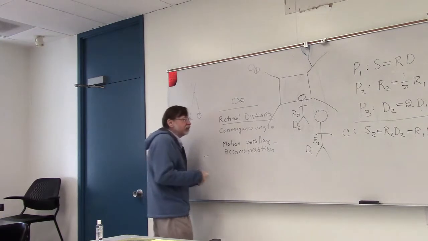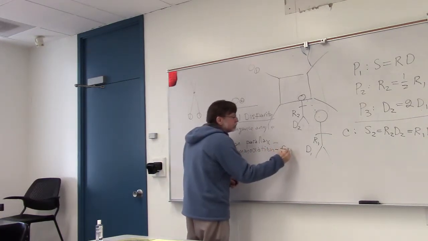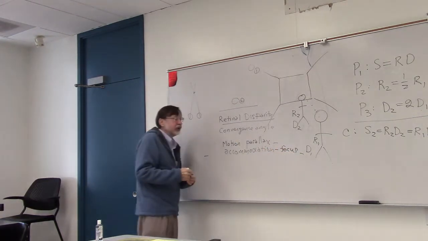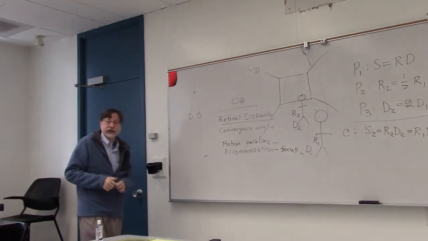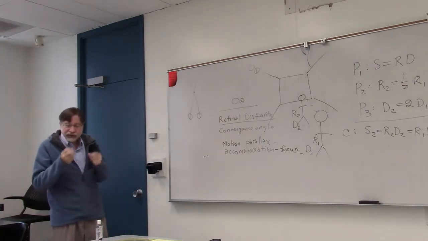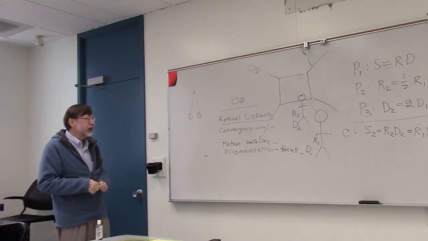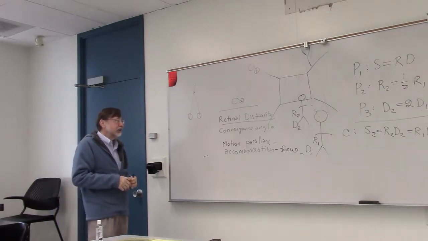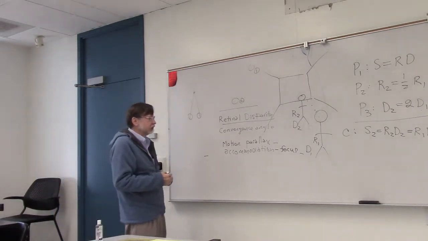Accommodation is actually the focus of the lens. And so the brain is also able to calculate from the amount of tension in the muscles that control the shape of the eye, and you're able to get an estimate of distance from that.